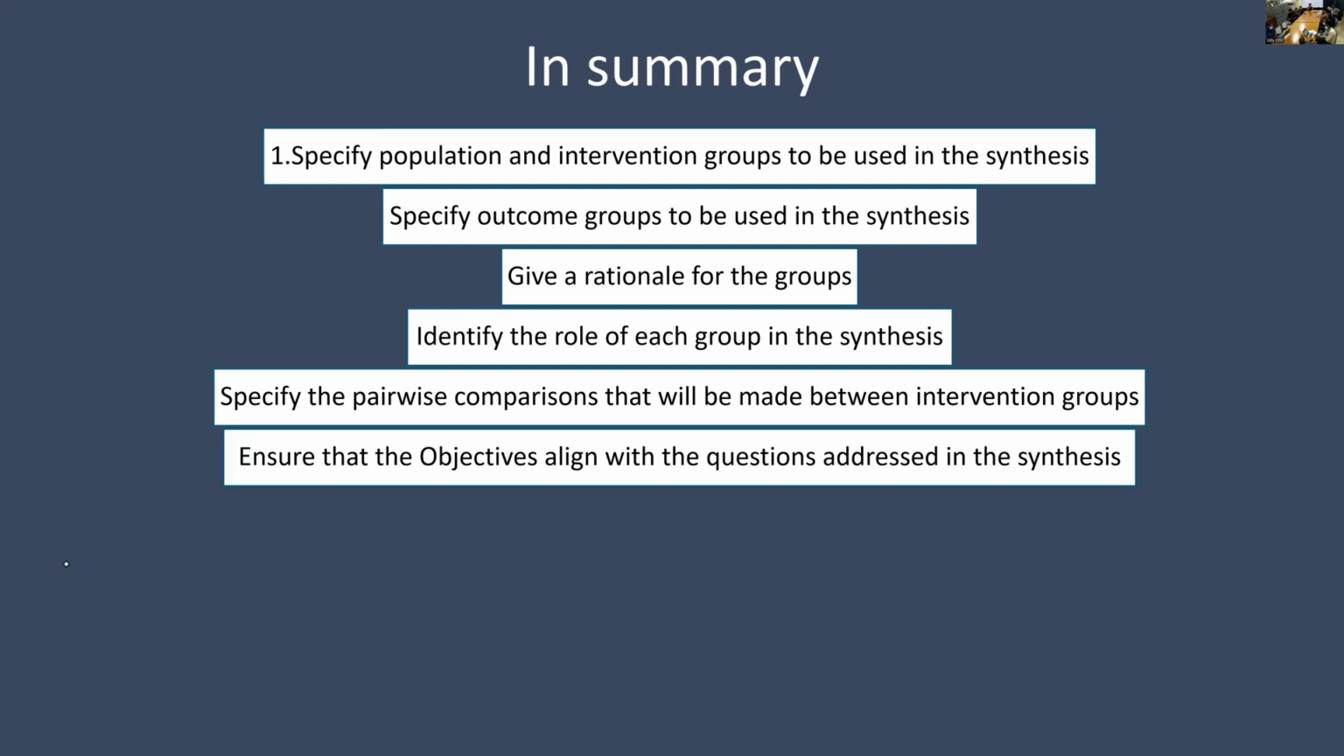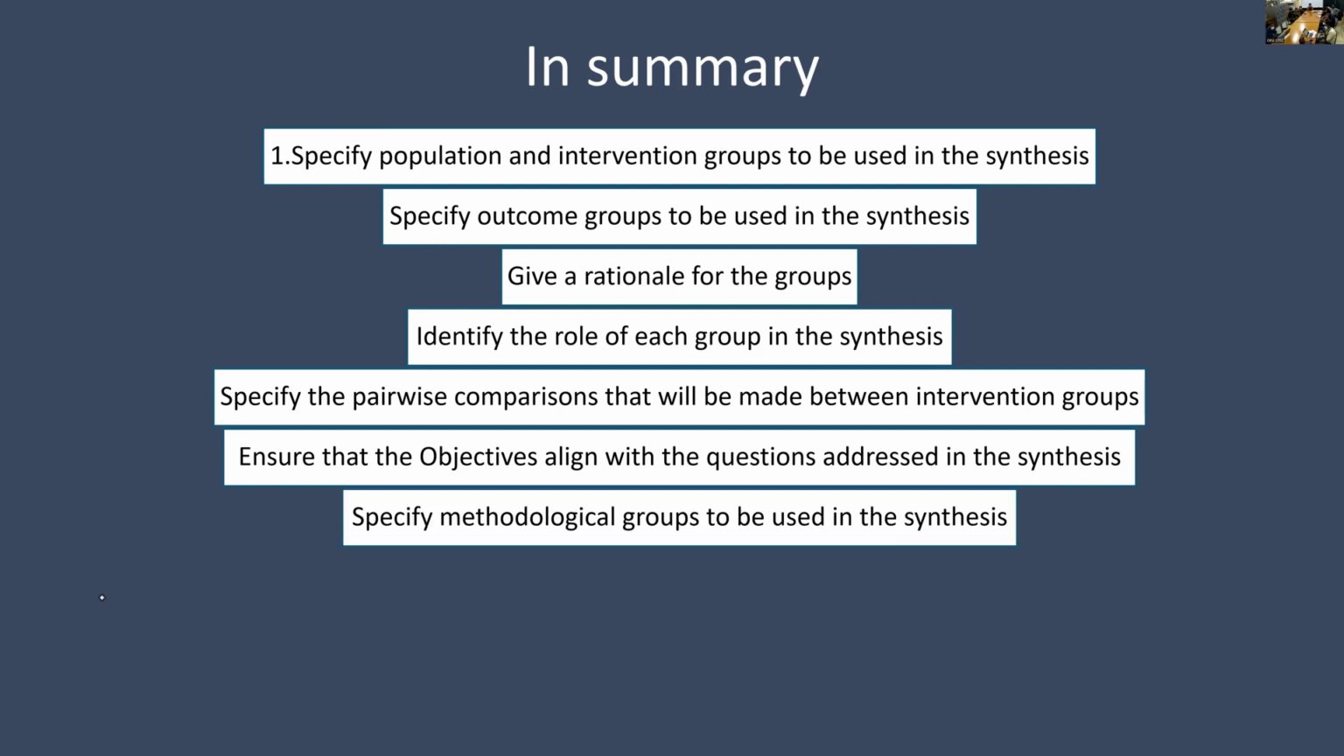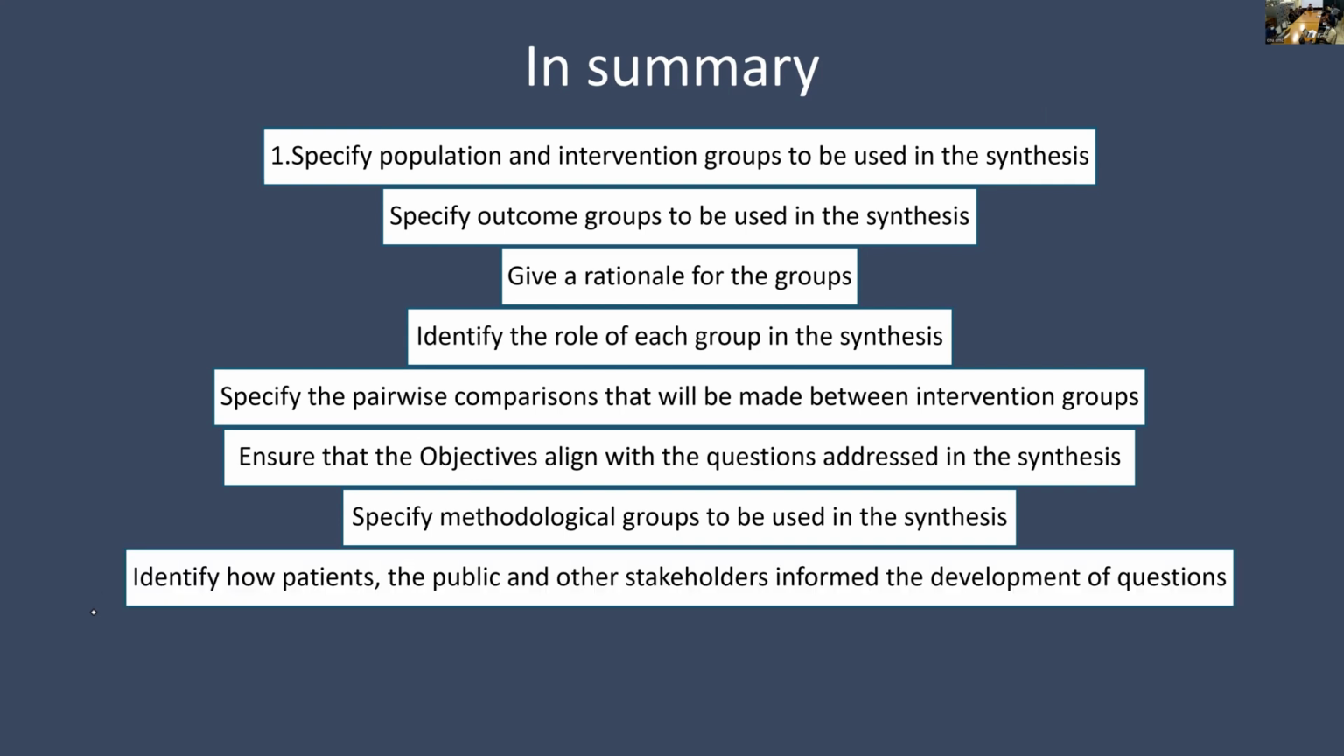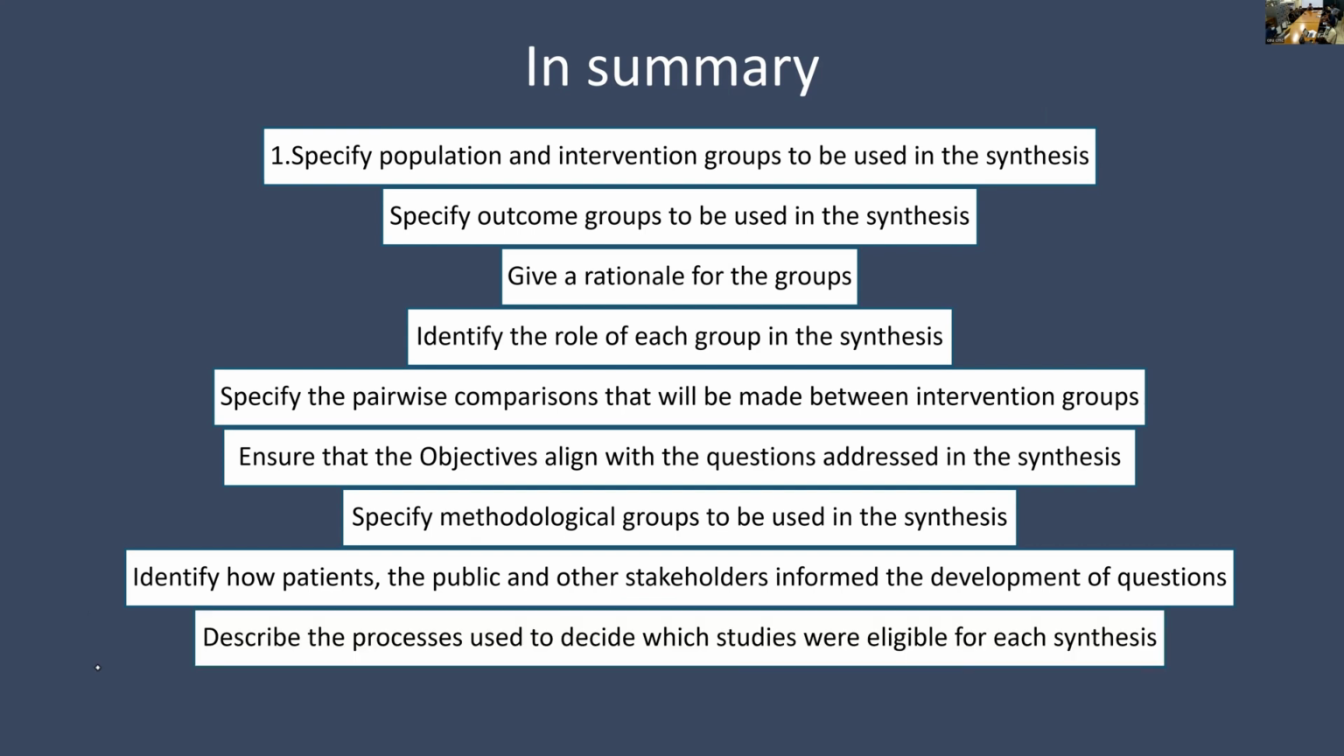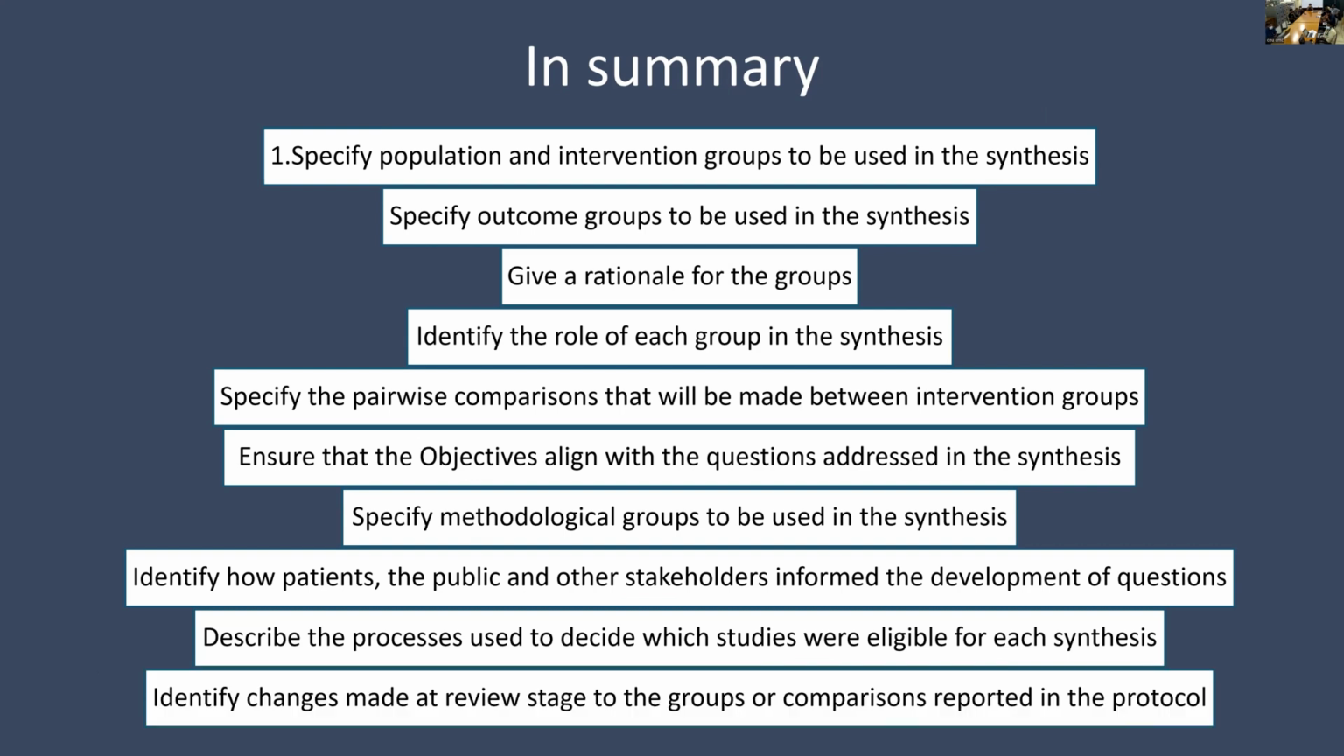Ensure that the objectives of the review are aligned with the PICO question. Specify methodological groups, meaning you may want to put all those with low risk of bias into one group, and those with very minimal certainty into another. Identify patient and public involvement. Describe the process. Basically, mention clearly the subjectivity that was involved. Identify changes that were made at the review stage to the groups or comparisons reported in the protocol. Thanks.